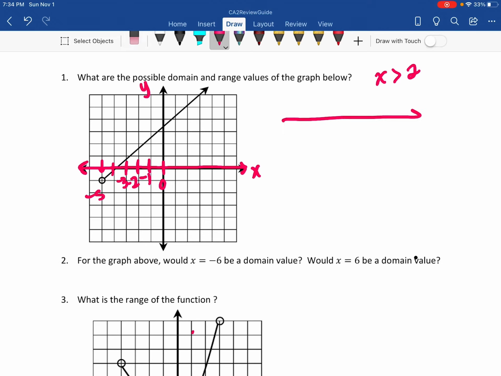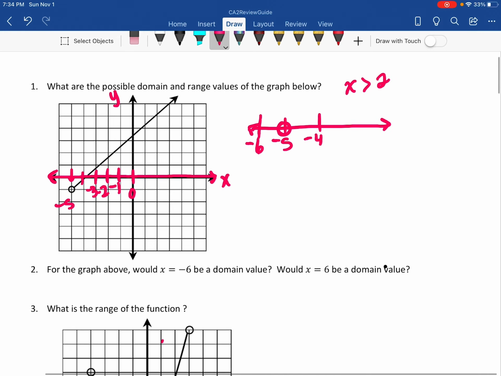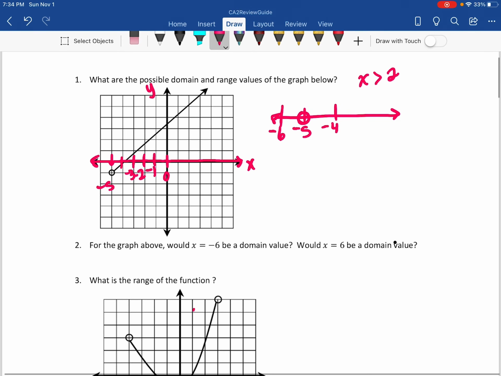So I know that x, if I were to graph this on a number line, let me erase that. So if I were to graph this on a number line, we have -4, and then we have -5, and then we have -6, okay? It would be an open circle at -5 because that's an open circle on the graph. That means we're not going to include that value. And our arrow is going towards the right, and it's going up. So that means I would shade to the right of my graph, and it'd be every value of x greater than -5, okay?